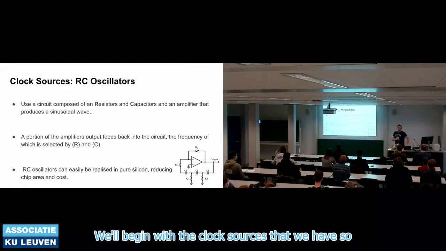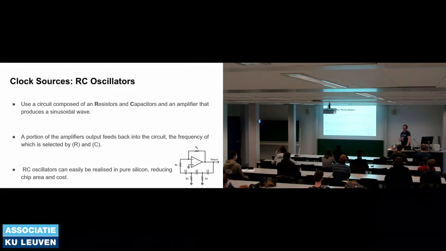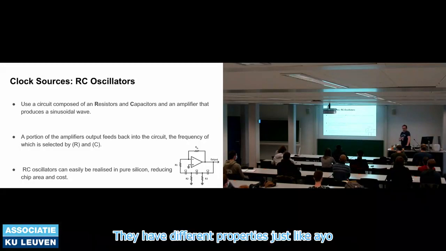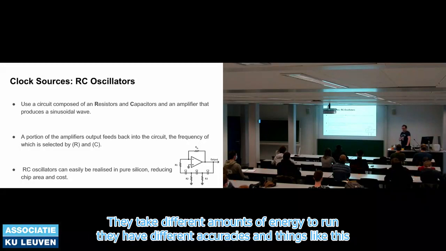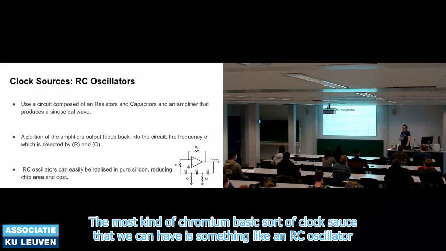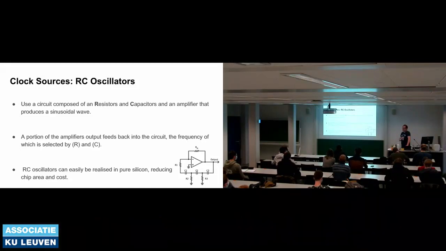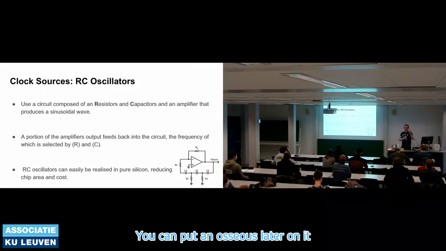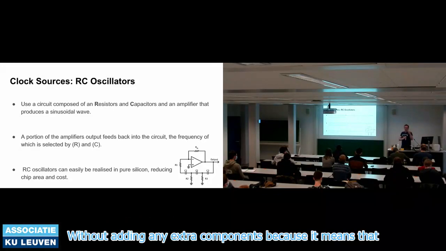We'll begin with the clock sources that we have. So the clock is going to be really, really important to us. They have different properties, just like I/O. They take different amounts of energy to run. They have different accuracies and things like this. The most crummy and basic sort of clock source that we can have is something like an RC oscillator. And an RC oscillator, importantly, is something we can build in silicon. So when you make a chip, you can put an RC oscillator on it without adding any extra components.